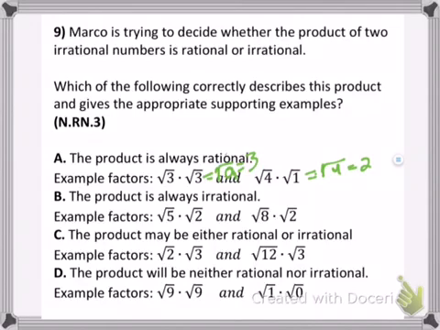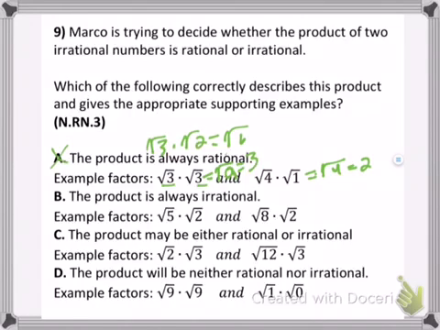So let's just think about this. These are two irrational numbers. Let's just say I do square root of 3 times square root of 2. That gives me square root of 6, which is not rational. So that disproves A. Alright, the product is always irrational.